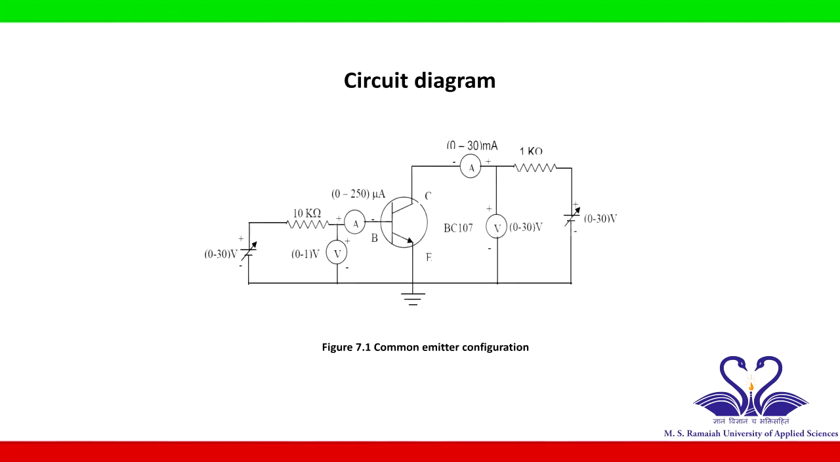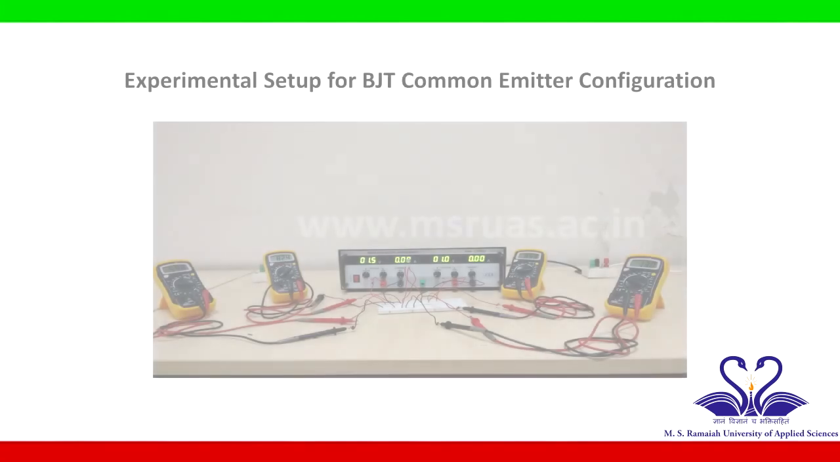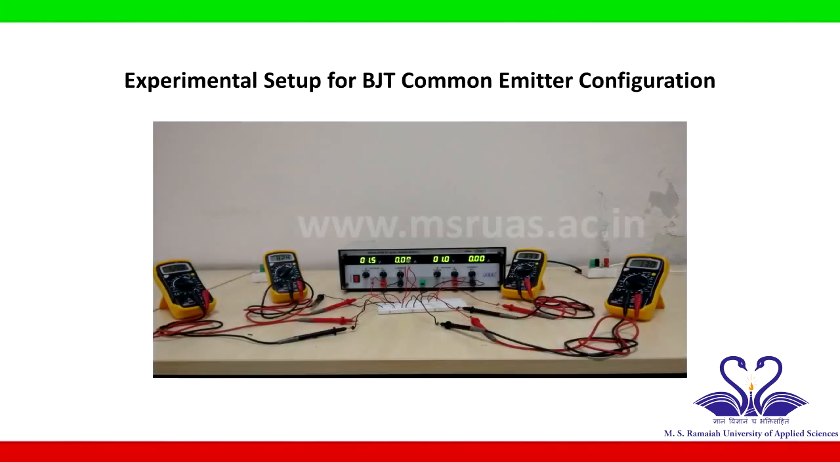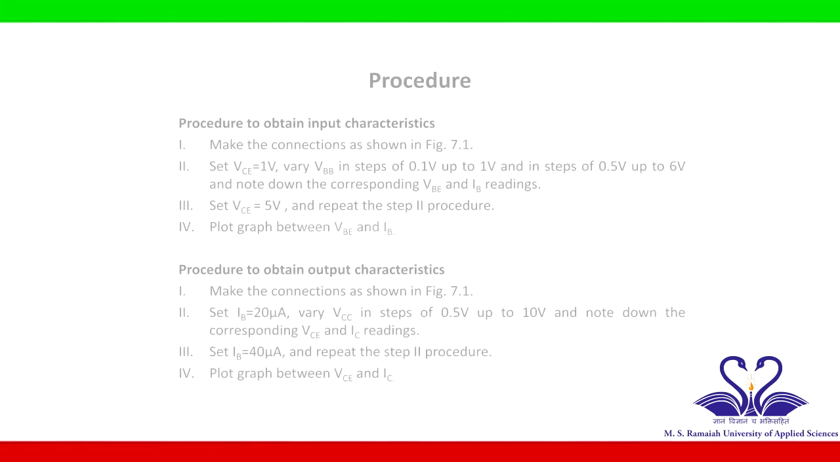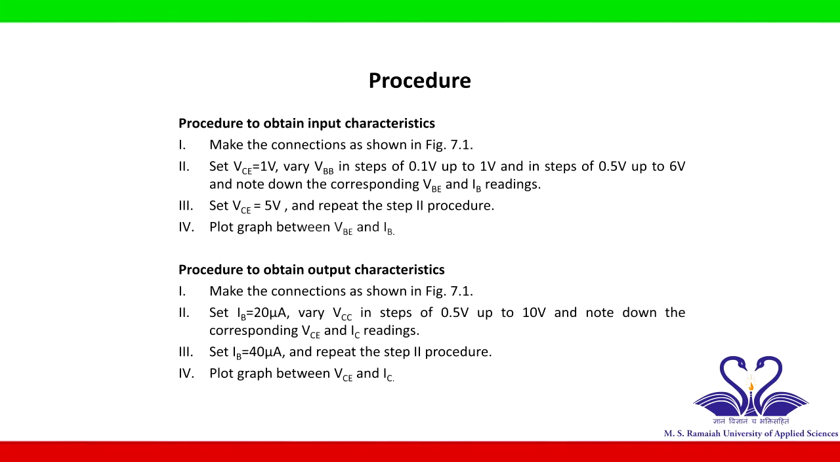Figure shows the circuit diagram of an NPN transistor used to study its characteristics in common emitter configuration. Figure shows the experimental setup and breadboard connections of NPN transistor in common emitter configuration. Experimental setup is made as per the circuit diagram.